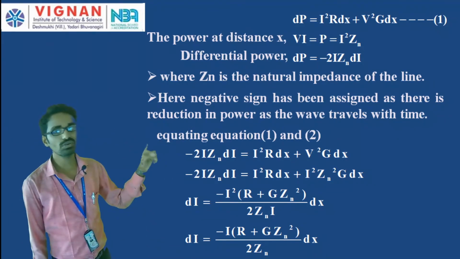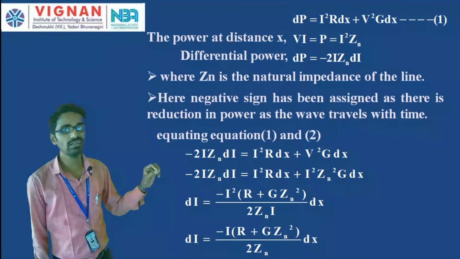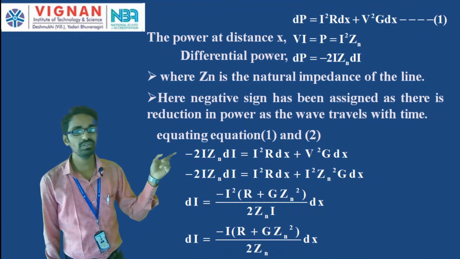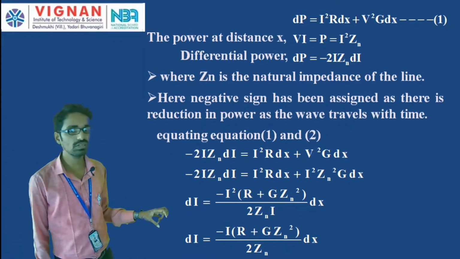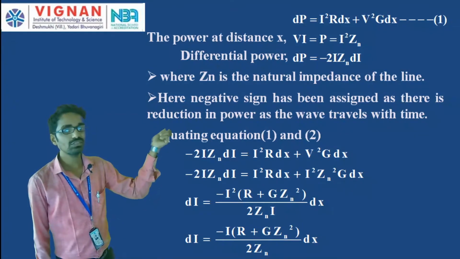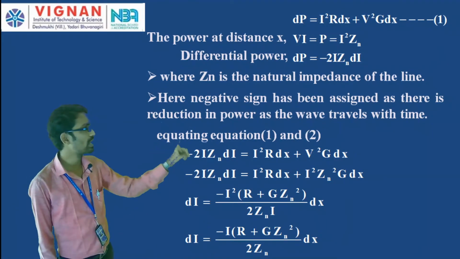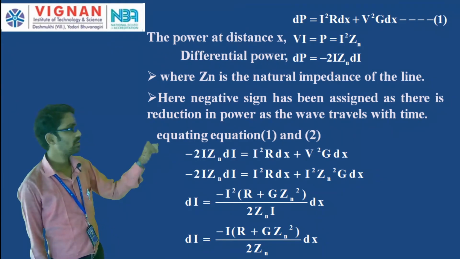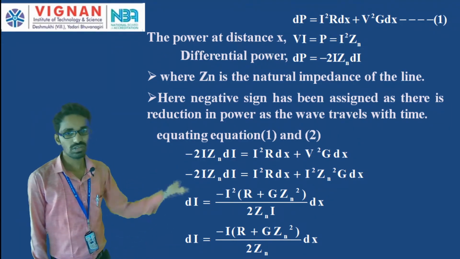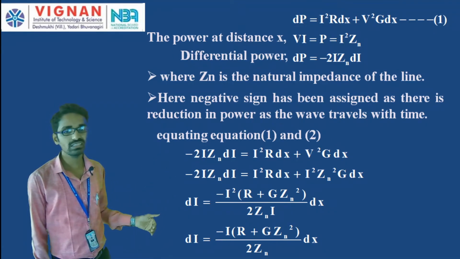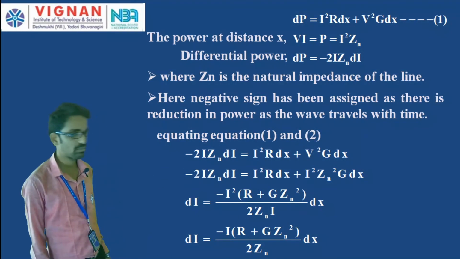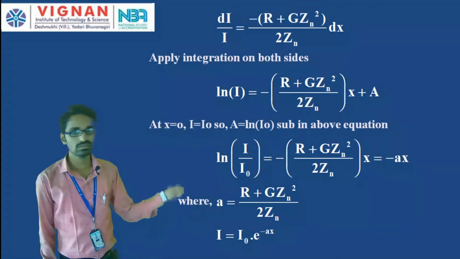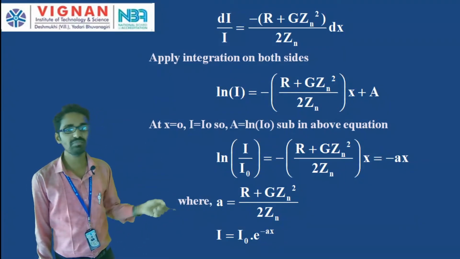So equating equation 1 and 2, dP is equal to minus 2I Zn into dI. If I equate these two terms, we get minus 2I Zn into dI, which is equal to I square r dx plus V square g into dx. Rearranging these terms, we get dI is equal to minus I into (r plus g into Zn square) by 2 Zn into dx. So here I am taking dI by I.